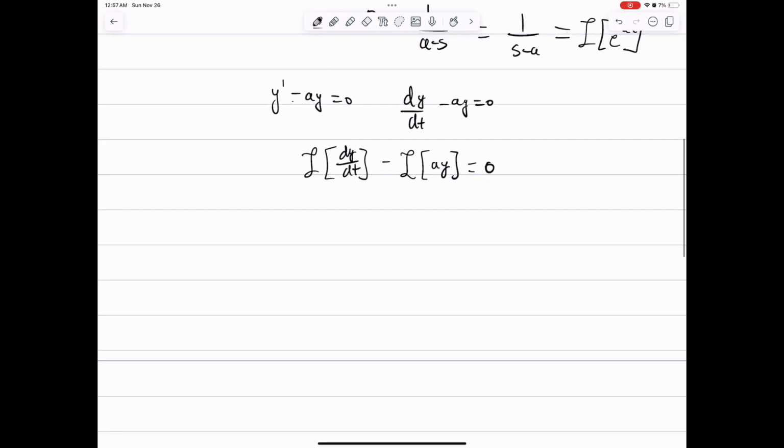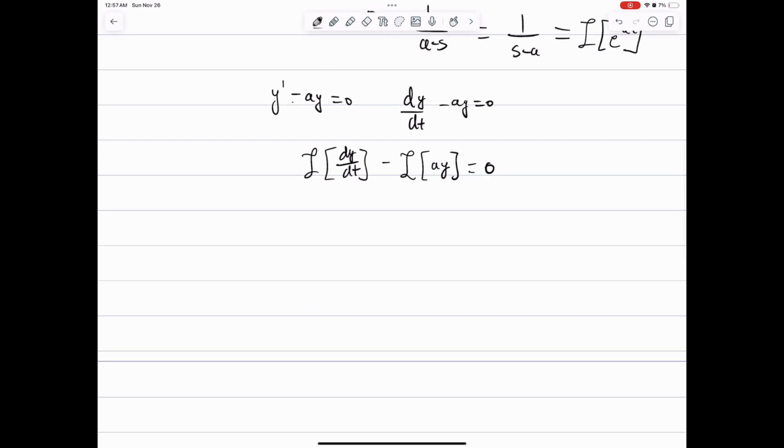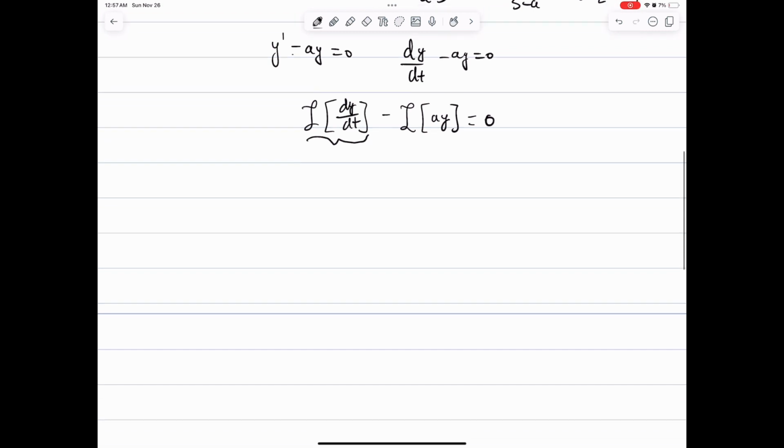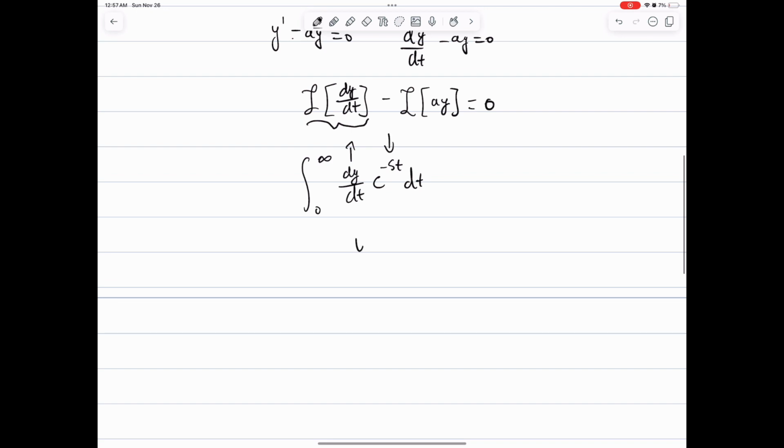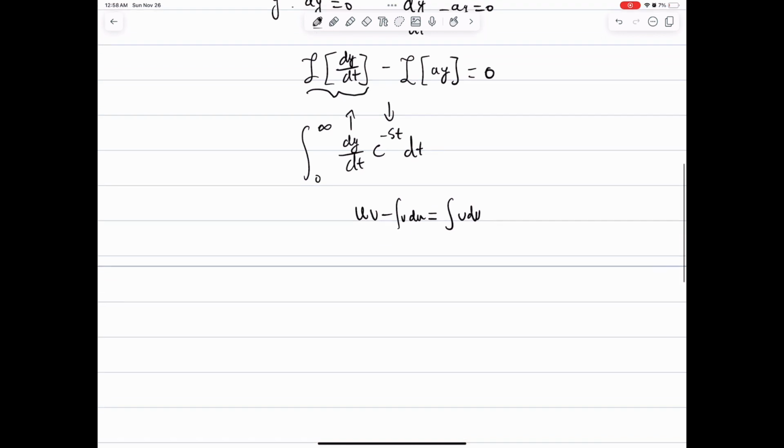Let's just worry about this part for now. We're integrating from 0 to infinity of dy over dt times e to the negative st dt. This looks a little complicated, but it's not, because we can use integration by parts quite simply here. We're going to be integrating this one and differentiating this one. So uv minus integral v du equals integral of u dv.